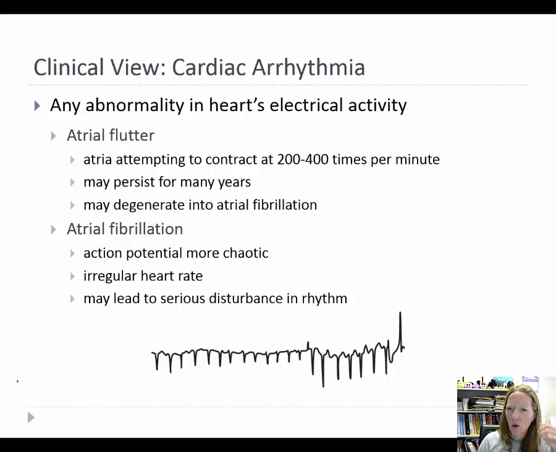So this can go on for years, sometimes with individuals not really realizing that it's happening, and eventually it can turn into something called atrial fibrillation, to where the action potential gets more chaotic, and the atria are going to contract more irregularly. So it leads to a more irregular heartbeat, and can lead to other disturbances as well.